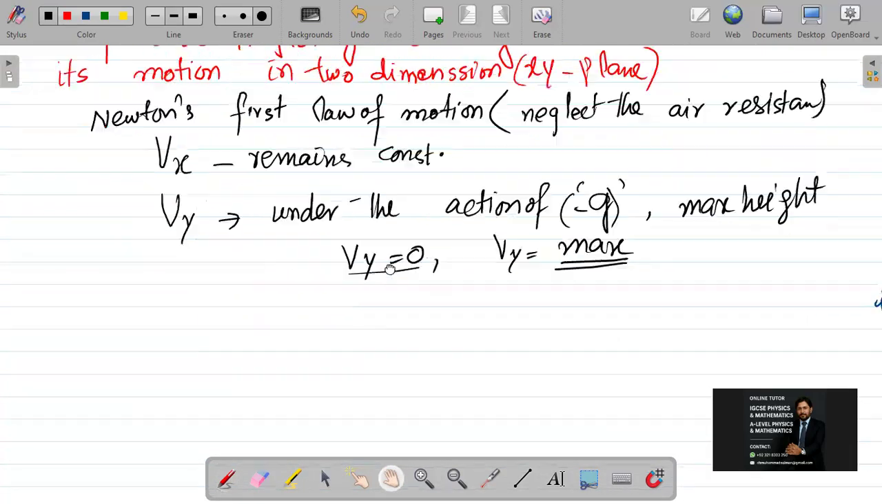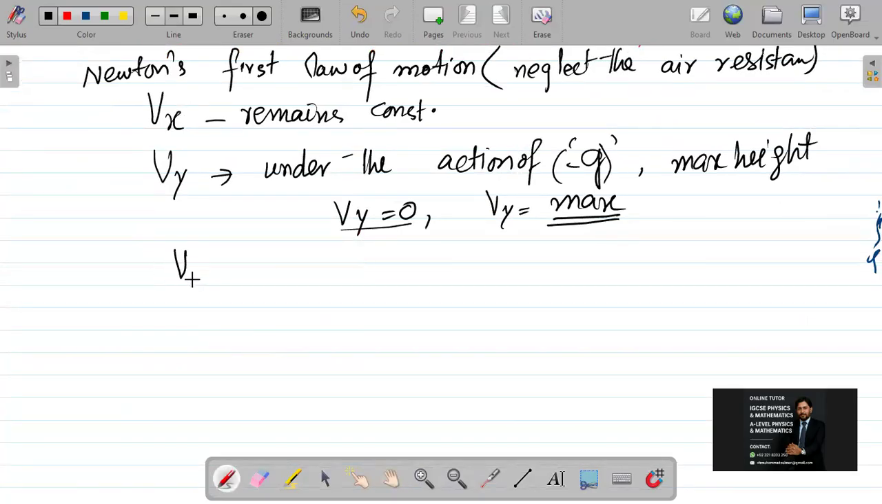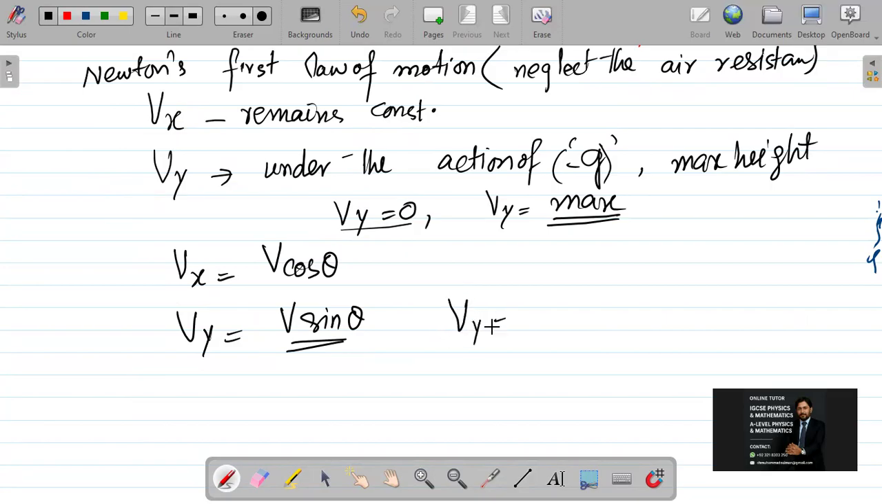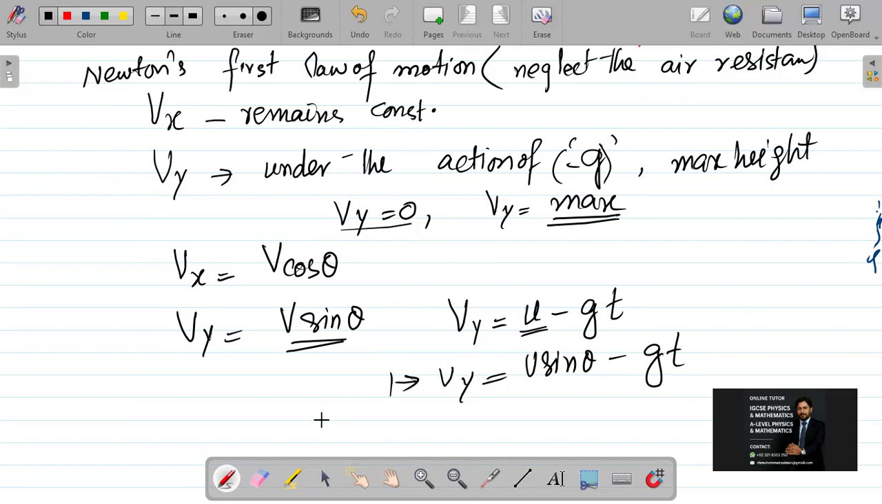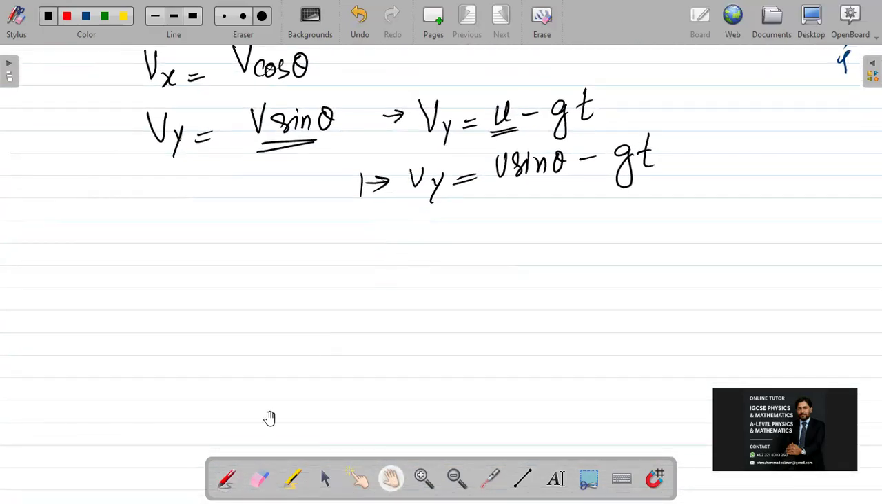So if I ask what my initial velocity components are, Vx will be equal to V cos theta and Vy is equal to V sin theta, but it can change. So my final velocity Vy will be equal to u minus gt, and that u should be taken according to its vertical component. u sin theta minus gt will be my final velocity for the vertical component. It is decreasing step by step, and that is used in the form of the Vy component of velocity.